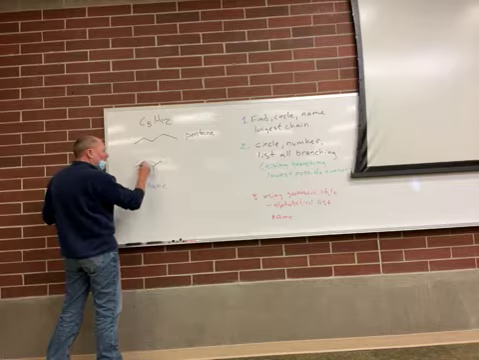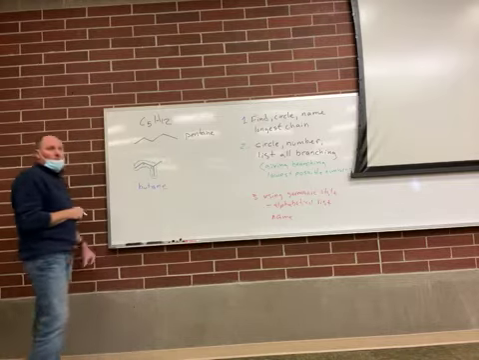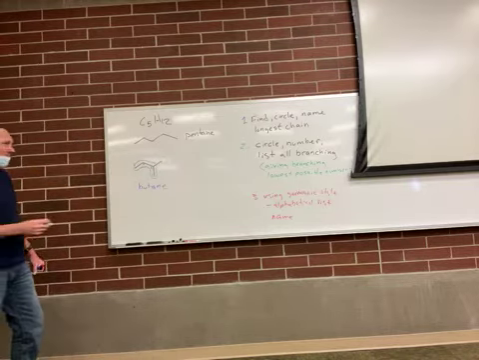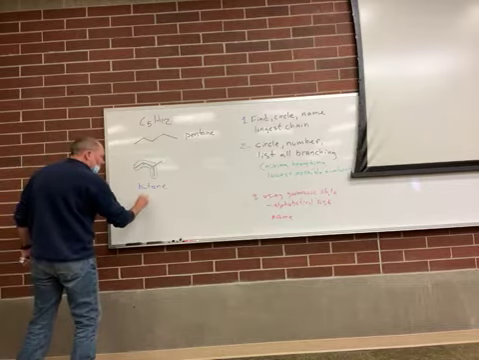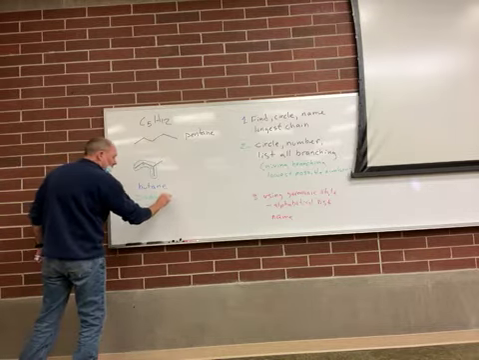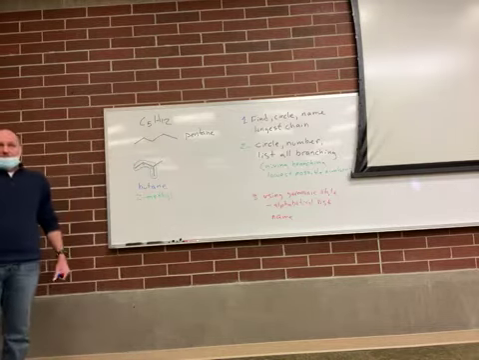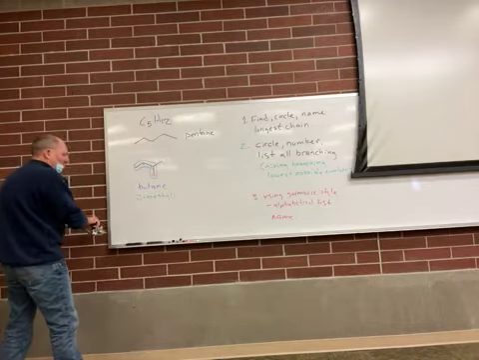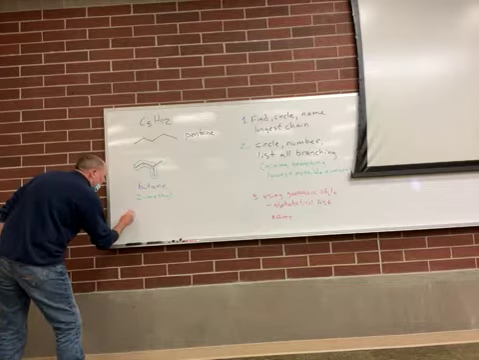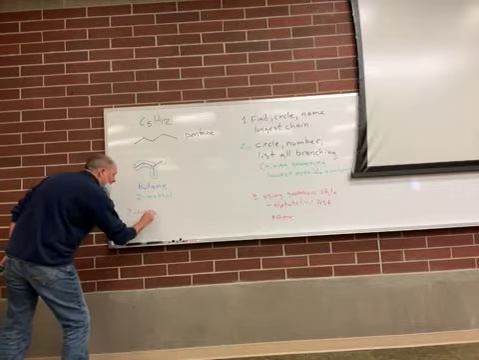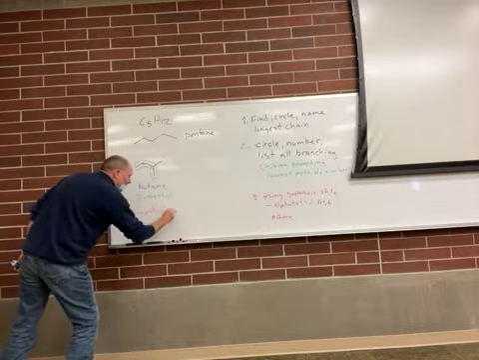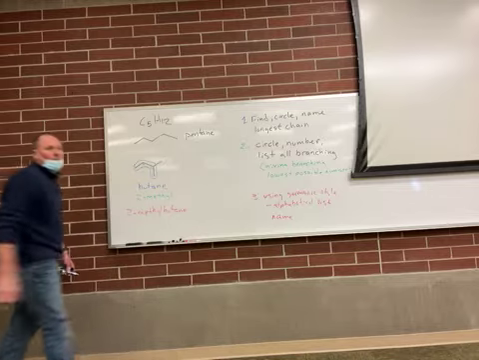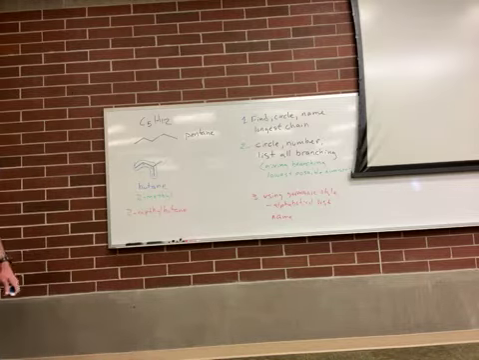So 1, 2, 3, 4. So it still becomes a 2-methyl with the dash. Are we tracking? Using the Germanic method, throw it all together. So it becomes 2-methylbutane. Kind of cool, right? Yeah, that's cool.